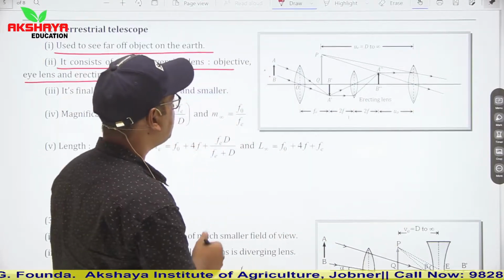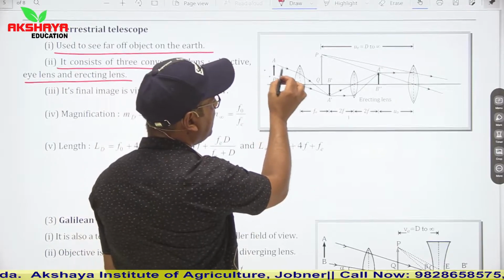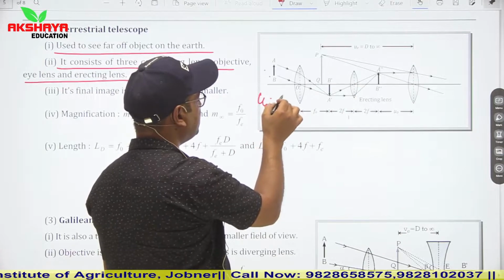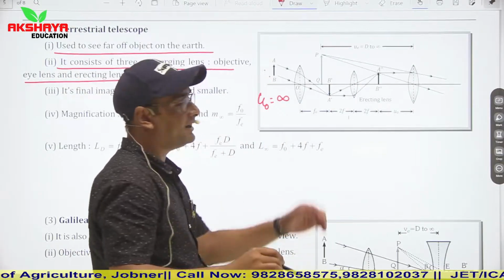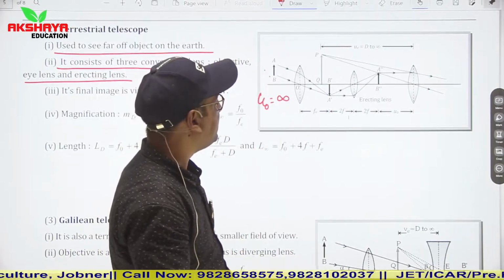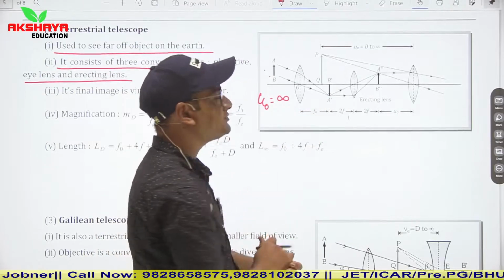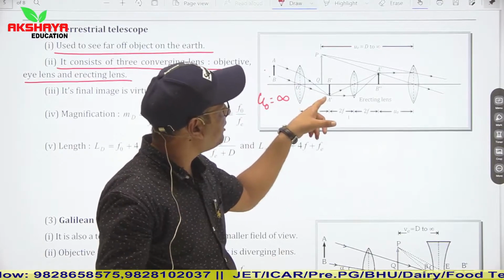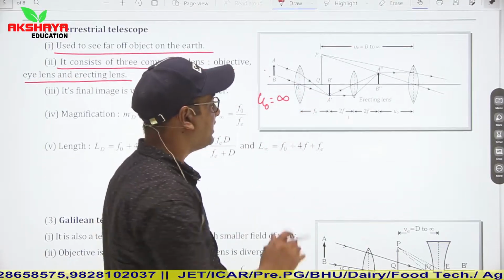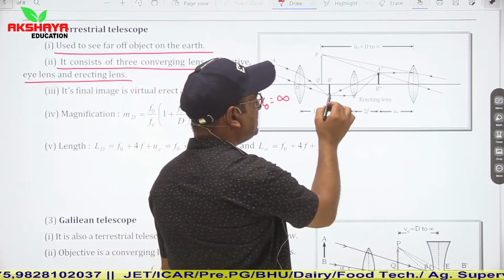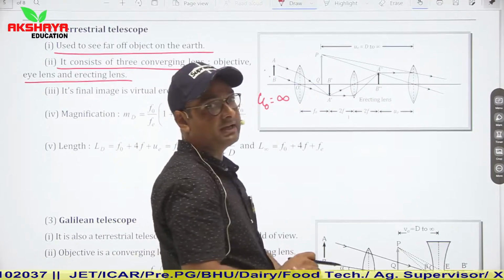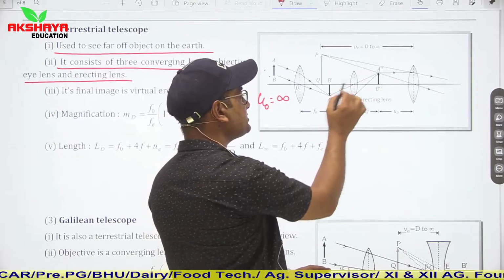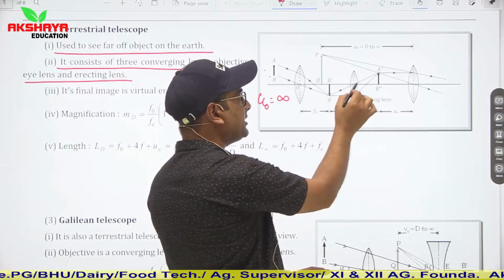So what happens here, whenever light comes from any object at a distant position, which again we generally consider as infinity, then its image A dash B dash is formed, which is real, inverted and smaller than the object. Now see, this acts as a virtual object for this erecting lens. So why is it known as the erecting lens? Because it erects this image. This image can be erected by using this lens.